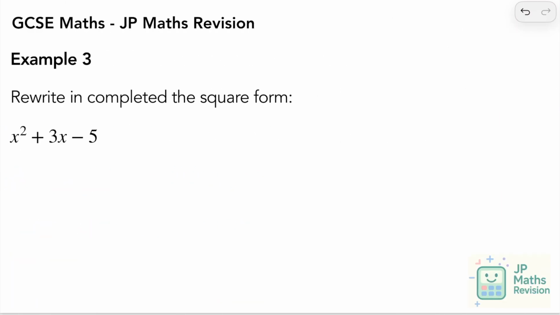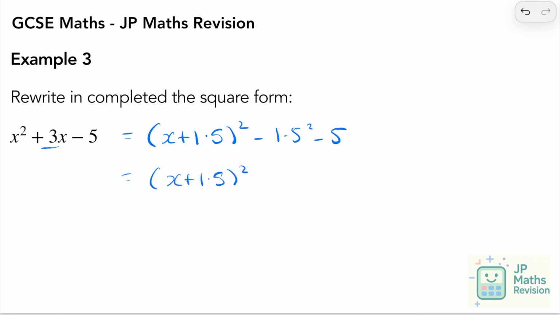which is x plus 5 squared minus 28. This one here, we're going to half the number in the middle, so this time it's an odd number, so we're going to get a decimal. So it's going to be x plus 1.5 squared minus 1.5 squared minus 5. So x plus 1.5 squared minus 2.25, which is 1.5 squared, and then minus 5. So it's going to be x plus 1.5 squared minus 7.25. And that is the answer in completed the square form.